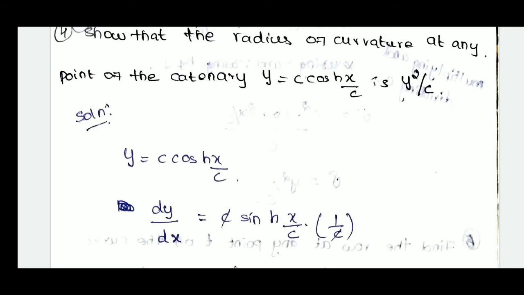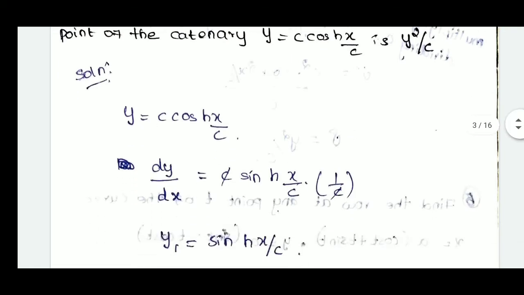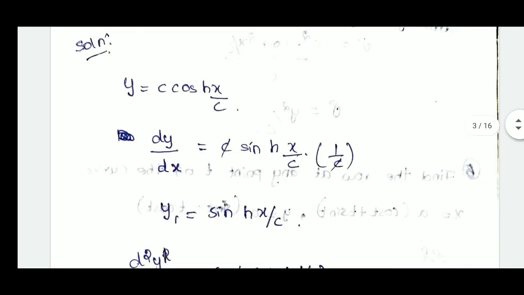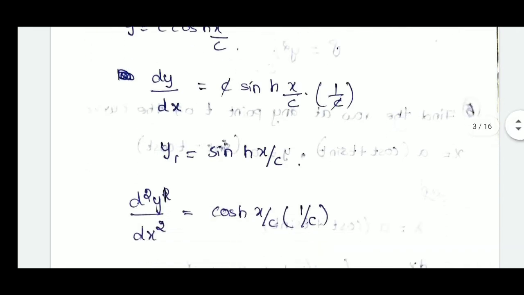The differentiation of the hyperbolic function cosh x is sinh x, and the differentiation of sinh x is cosh x. So differentiating with respect to x, dy/dx = c, where c is a constant so we write it as it is, times the differentiation of cosh(x/c), which is sinh(x/c) into the differentiation of the angle x/c, which is 1/c. So c and c get cancelled. y1 = sinh(x/c).